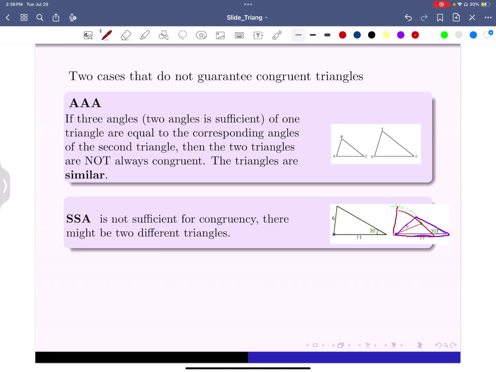Oh, sorry. The second triangle would be 6 right here, 11 right here. And the angle would be exactly the same. So that's why those two triangles may not be congruent. So those are two cases that do not guarantee congruent triangles.